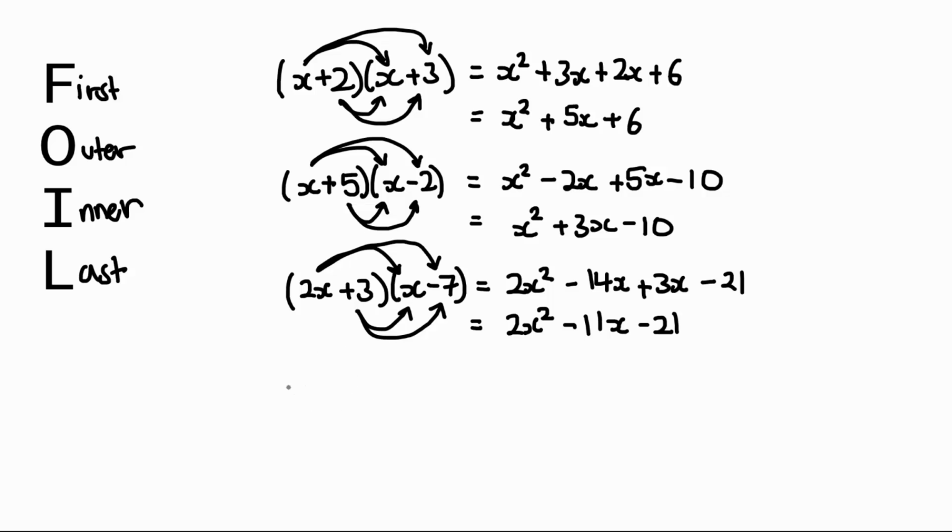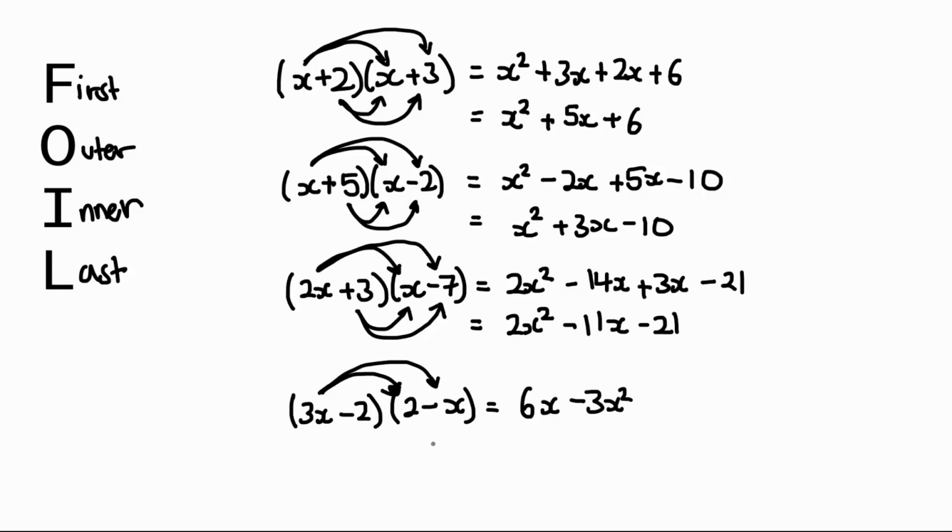The last example of this type is going to be 3x minus 2 and 2 minus x. Now, as you can see here, the x has switched to the opposite side, and this method is still going to work. So we're going to take our first, which is 3x times 2, so we have 6x, and then we have 3x times minus x, so that's minus 3x squared, and minus 2 times 2, our inner, and that's minus 4, and we have negative 2 times negative x, which is plus 2x.